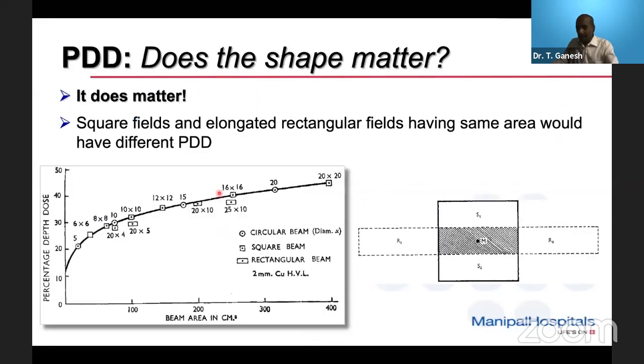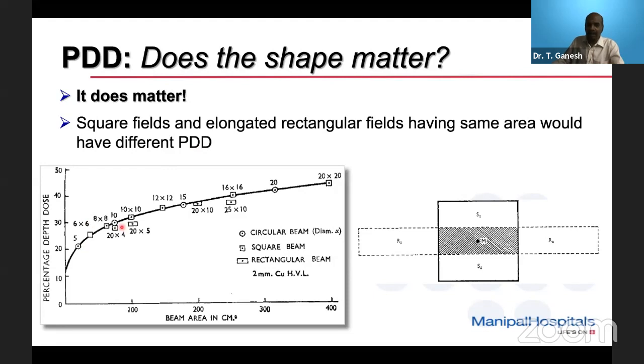Now the question is, does the shape matter? Because in the previous slide we saw that the PDDs have been tabulated only for the square fields. Now if it is a rectangular field, does that shape matter? Of course it does matter. You see here, the square fields and elongated rectangular fields having the same area would have different PDD.